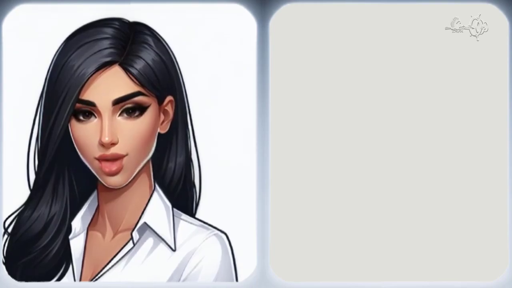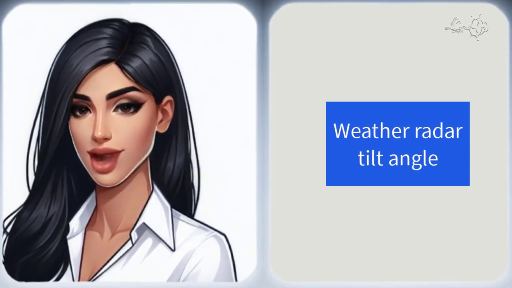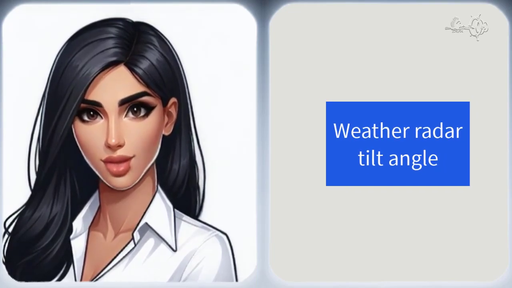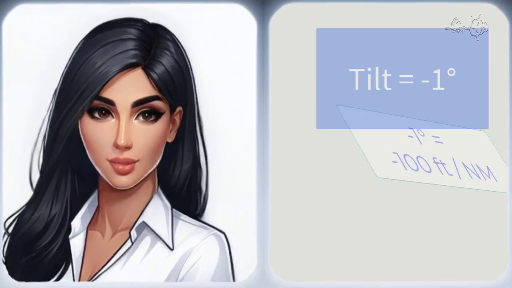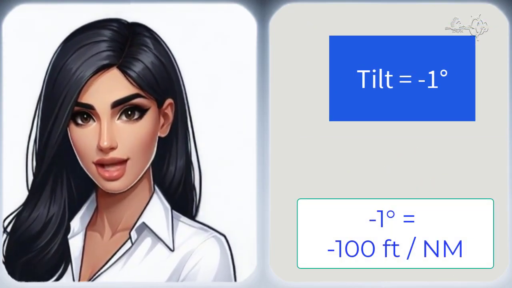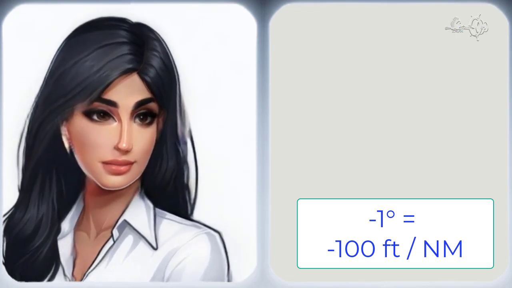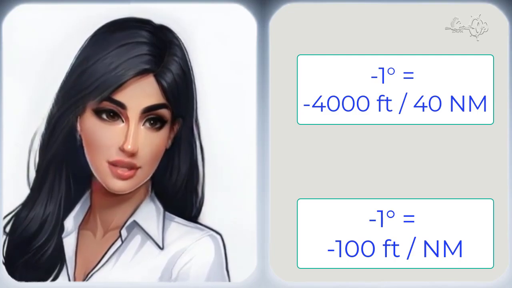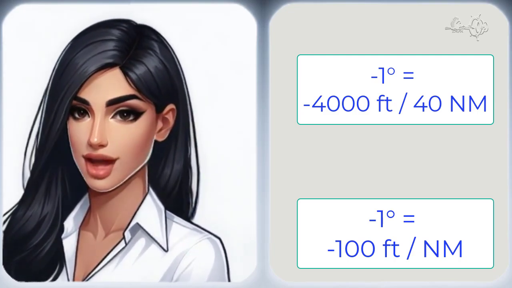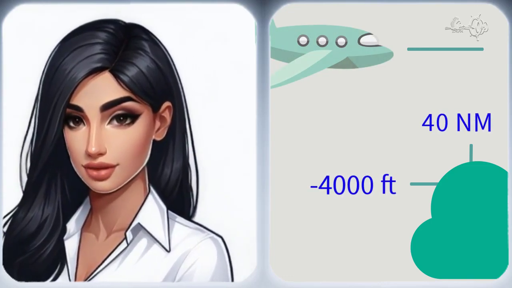The golden formula also finds application in determining the optimal tilt angle for the weather radar. For example, setting the tilt manually to -1 degree will send the core of the weather radar beam along that slope relative to the horizon. At 40 nautical miles, the core of the beam will penetrate the weather at 40 times 100 feet, or 4,000 feet beneath the aircraft's reference altitude.